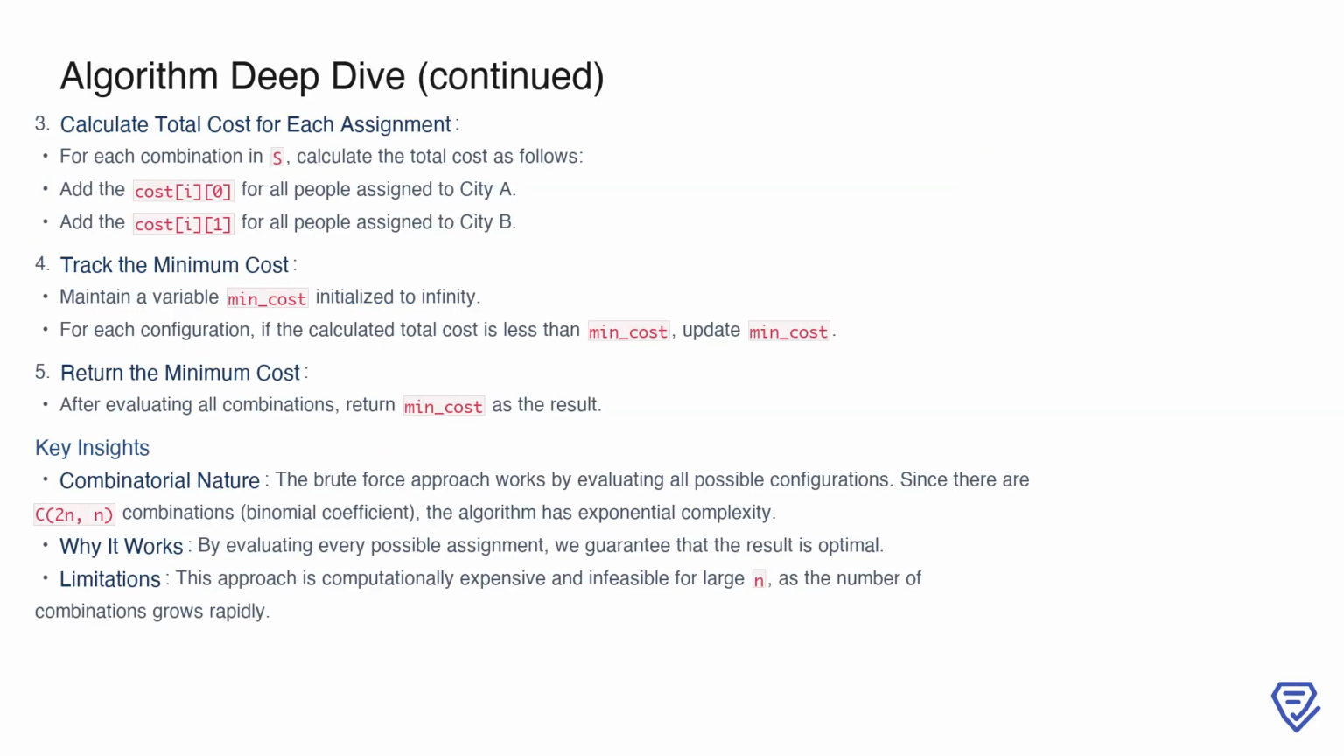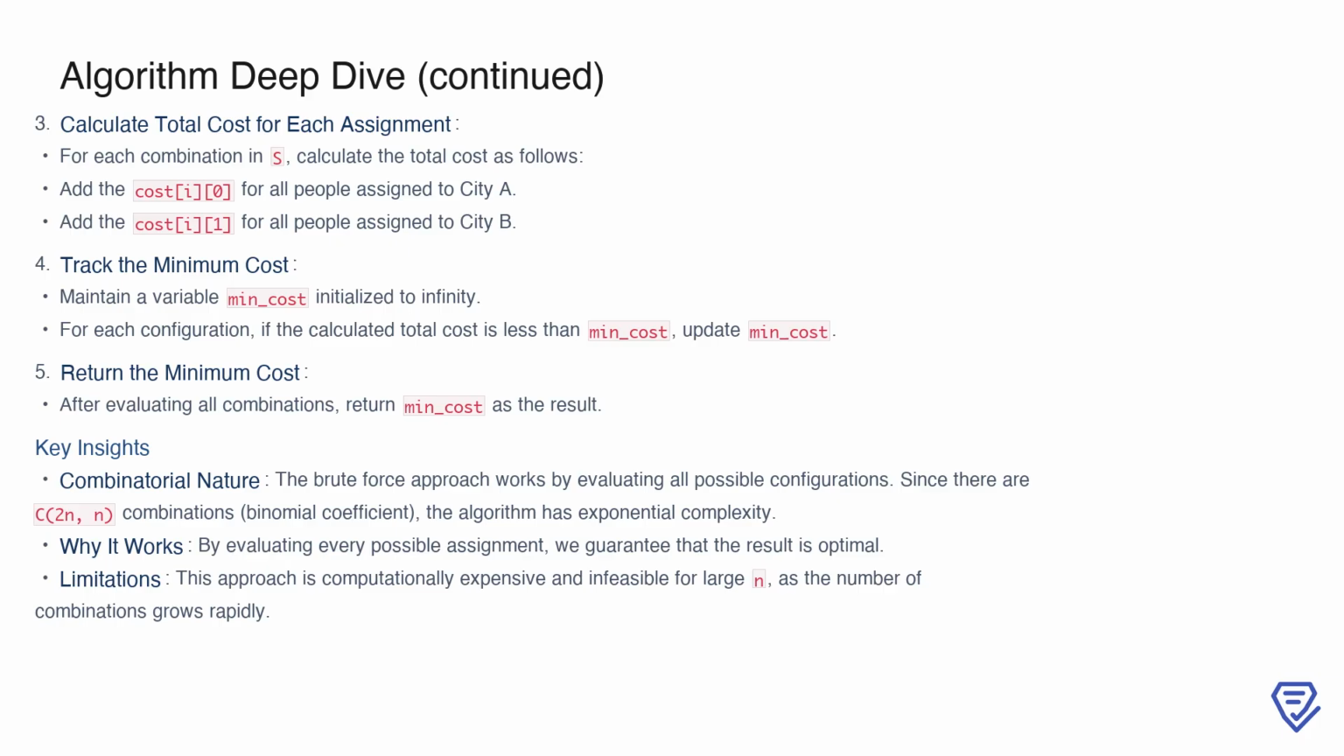This process ensures we explore every potential assignment configuration. Once the combinations are generated, the next step is to calculate the total cost for each assignment. For every combination, we sum the travel costs to city A for the selected individuals and the travel costs to city B for the remaining individuals. To track the minimum cost across all assignments, we introduce a variable, min_cost, initialized to infinity. As we evaluate each configuration, we update min_cost whenever a lower total cost is found. After examining all possible assignments, the minimum value stored in min_cost is returned as the result.